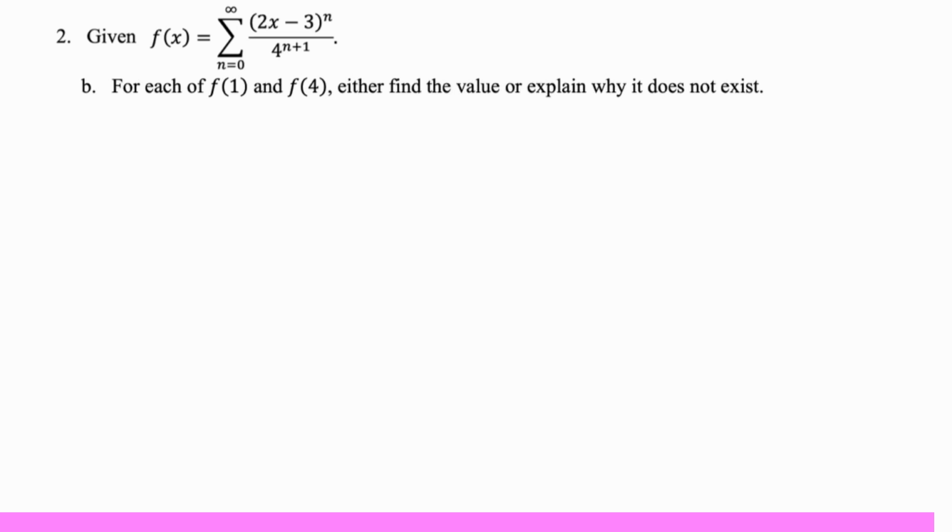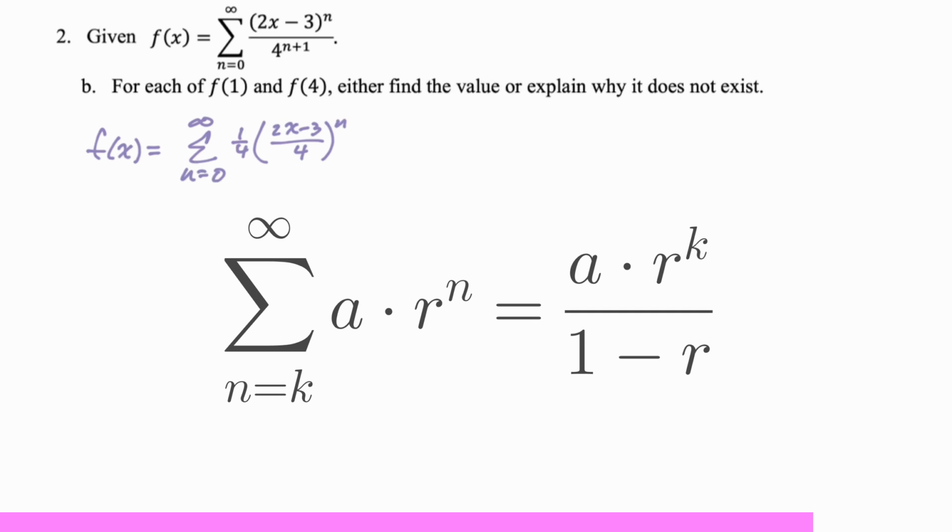For each of f of 1 and f of 4, either find the value or explain why it doesn't exist. All right, so we did a little bit of work, right? We already rewrote this thing to look like this. This is geometric. The sum of a geometric is the first term over 1 minus the ratio. The first term is found by taking that bottom index, in this case n equals 0, and just subbing it in. So if I sub in n equals 0, I get 1/4 times stuff to the 0.